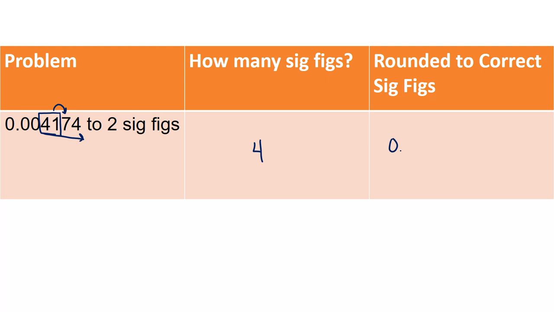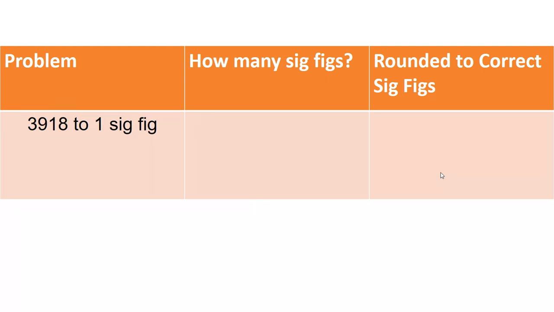So we're going to have an answer of 0.0042. We've worked on scientific notation. You could also say 4.2 times 10 to the negative third if you'd rather use scientific notation.